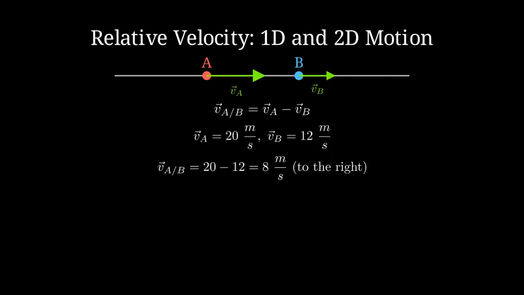Now, let's move to two-dimensional relative velocity. A classic example is a boat crossing a river. The boat's velocity relative to the water points straight north, and the river current points east. The actual velocity relative to the ground is the vector sum.